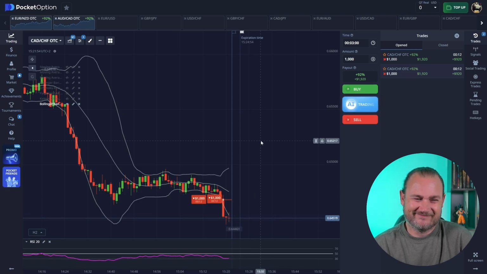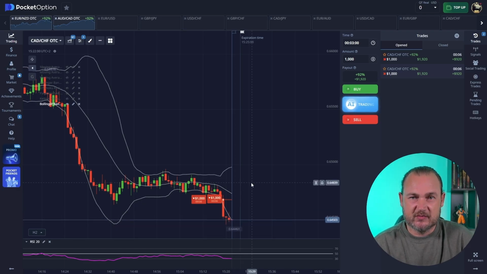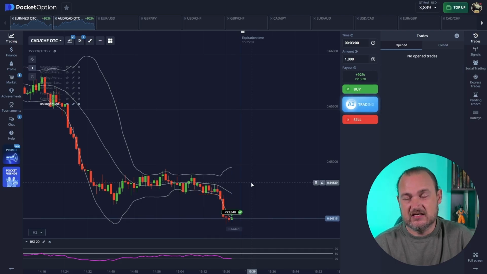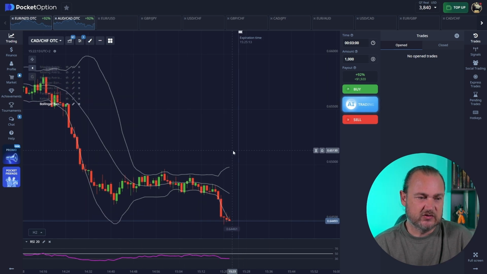That's why you don't just want to go take a reversal trade when price gets outside of the Bollinger Bands. I do take those trades, but there needs to be a reason for me to take them, not just because they are outside of the Bollinger Bands.